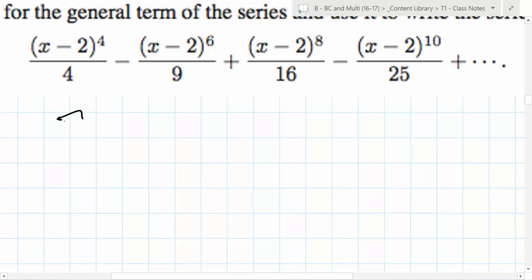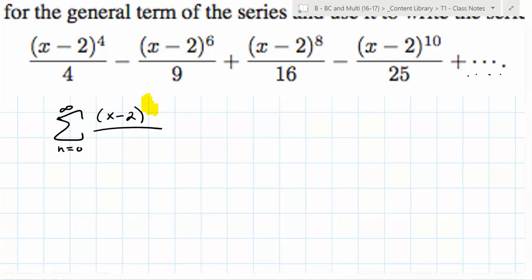So it's going to be the sum from what to what. I want you to start at 0, and it goes to what? 10? Well, so what is it? Infinity, right? And then it's going to be x minus a. What is a? And it's 2. And then to some power, I'll leave that blank for now, over something else.